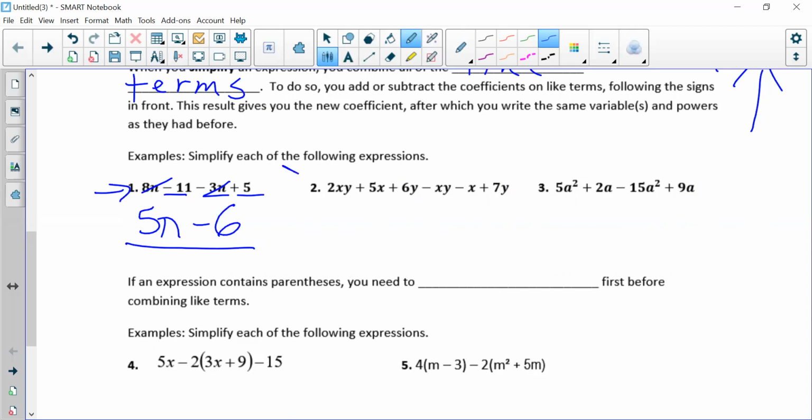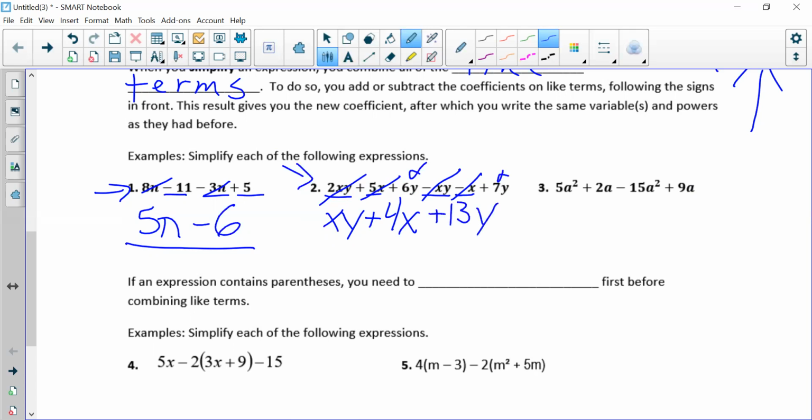All right, we can even do this for ones that are bigger and nastier looking. So let's start at the beginning here. 2xy. All right, do I have any other xy's? Yeah, right here. And that's it. Okay, so 2xy minus xy. That's just 1xy, or we just write xy. Those are done. All right, next one, 5x. Do I have any more x's? Yep, negative x. All right, so 5x minus x is 4x, and it's a positive 4x, so we want to make sure we put that positive sign in front of it. Next, 6y. Any more y's? Yeah, 7y here. So 6y plus 7y is 13y, and it's a positive 13y.